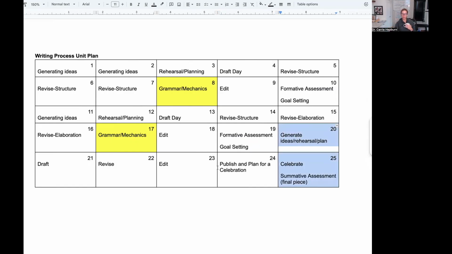And then the final phase, students will go through this process again. And this time it will be much faster. And this time I'm not going to provide as many supports because I want to see what from structure, what from the elaboration, and what from these grammar and mechanics lessons students are able to do independently, because that's going to be their summative assessment. Okay. So they'll generate ideas, rehearse, plan, draft, revise, edit, and then have a celebration. And that's their ending culmination of that.